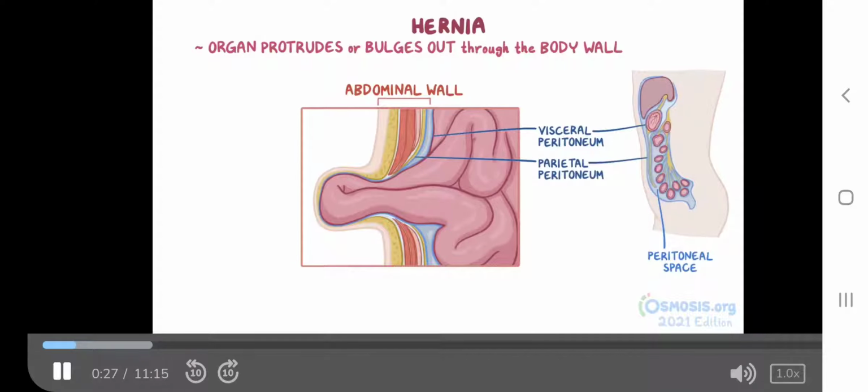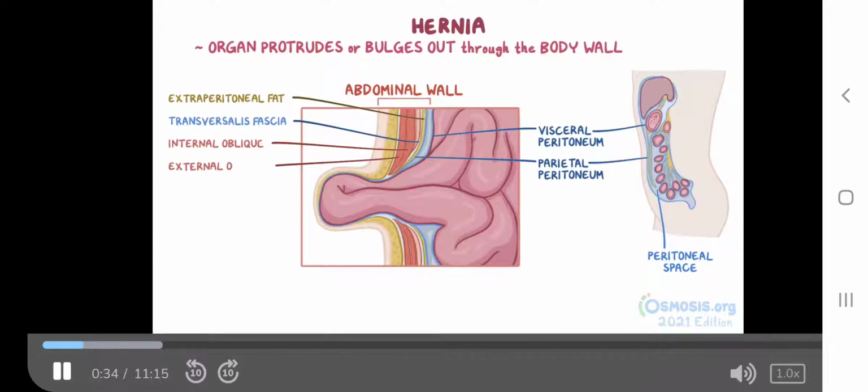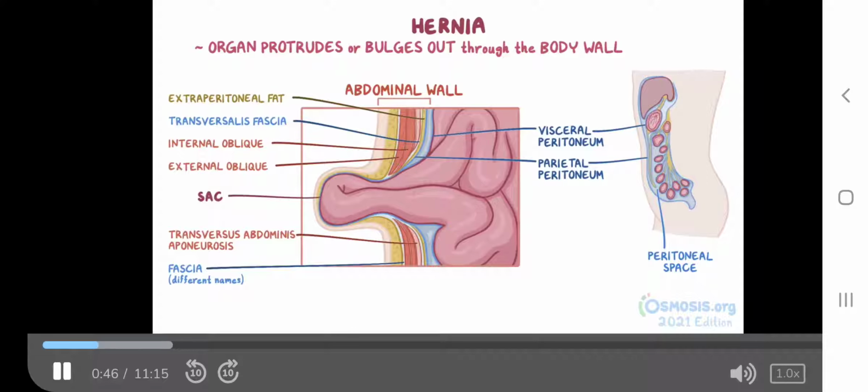Then, moving outwards, there's the extraperitoneal fat, the transversalis fascia, the muscle layer with the internal and external oblique and transversus abdominis aponeurosis, and a layer of fascia, which has different names in different regions. Anything that increases the pressure of the abdominal cavity may result in a sac that forms in the abdominal wall through which organs may protrude.